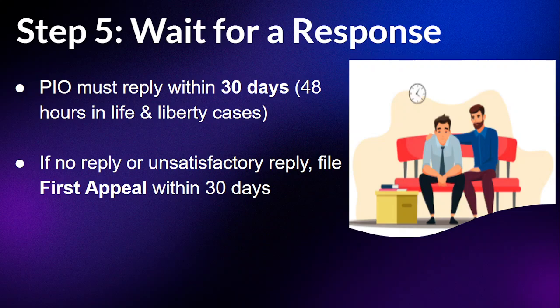If they don't reply, or if the reply is unsatisfactory, you can file a first appeal. This must be done within 30 days of the original deadline. If still unhappy, you can go to the Information Commission for a second appeal. Most cases are resolved at the first stage itself. Patience is key. The process is designed to be citizen-friendly.